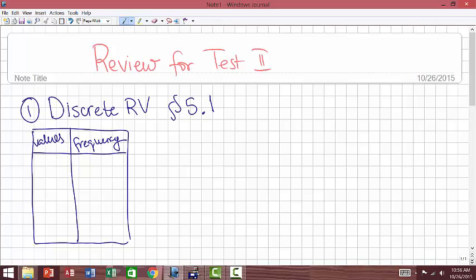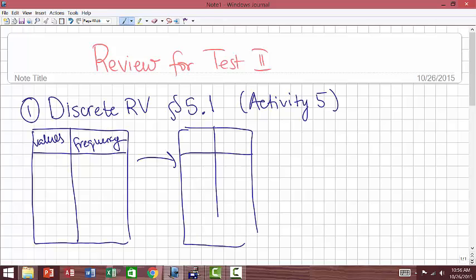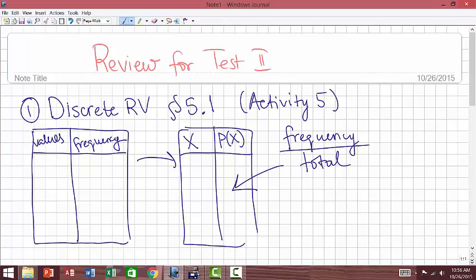Okay, so this is similar to problem 1 in activity 5. And then what you need to do is construct a probability distribution. So you're going to have a table where you will have x values and then the probability of each value. How do we do this? We take the frequency for each value and divide it by the total. That's going to be your probability.